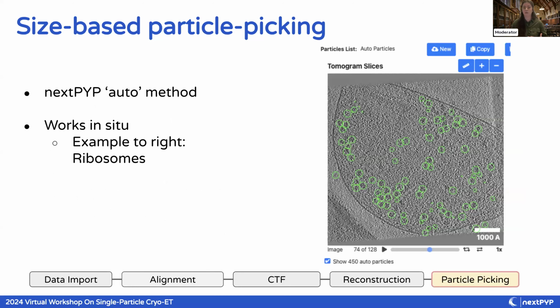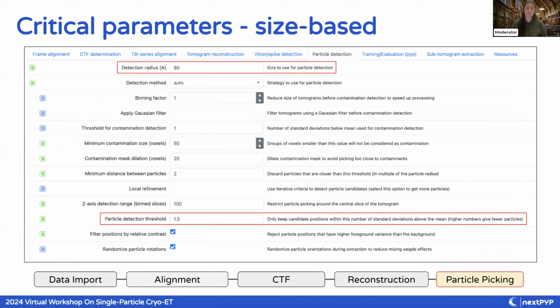And this is a demonstration of a result of the auto picking. In nextPYP, our size-based picking is called auto in our drop-down menu, and it works in situ. So this is, again, Empire 10499, which is mycoplasma, and you can see the ribosomes picked here in green. And you can get a summary of how many particles you picked down here as well. So 450 particles picked automatically by our size-based picking, which is very nice. For size-based, again, those critical parameters are really all you need for input: your detection radius and your particle detection threshold. So how much wiggle room you want to allow around that detection radius.